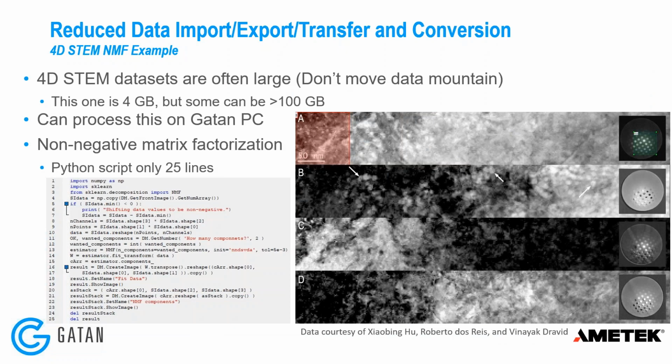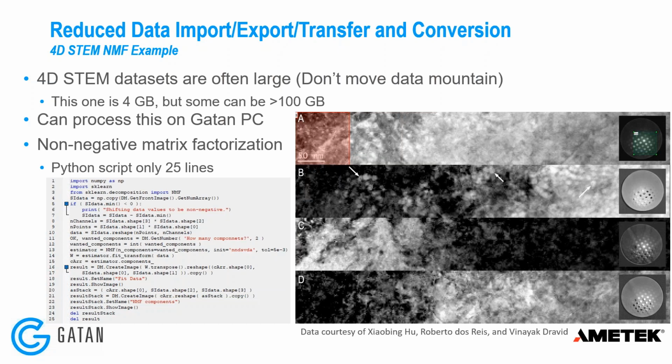So the next example is one I'm not going to go through line by line. This is an example of a 4D STEM data set and non-negative matrix factorization that I'm going to do on this data set. I want to show this again to emphasize this ability with Python in GMS to really limit the amount of transfer, data conversion, export and import.